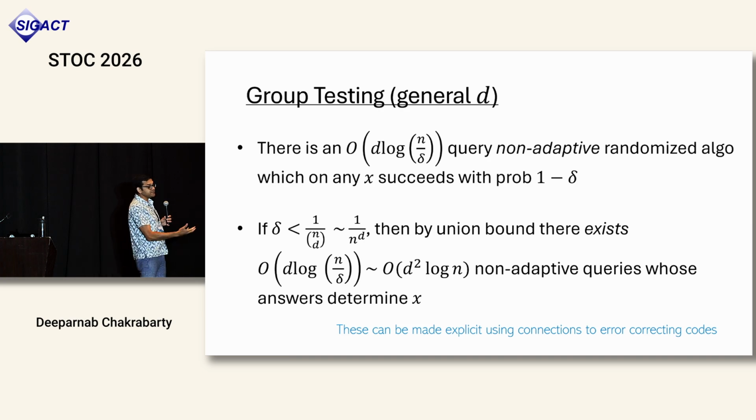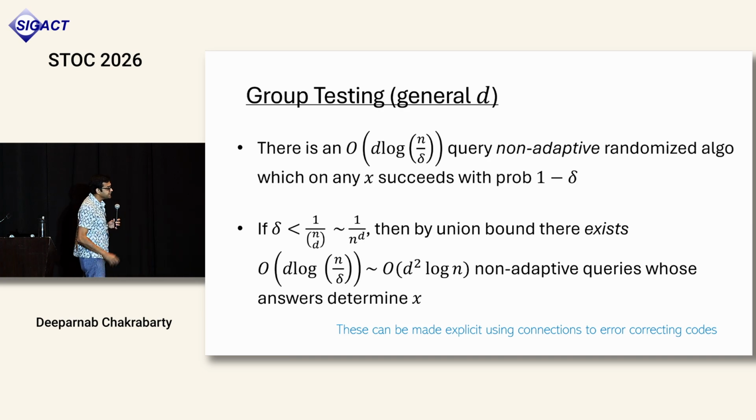And indeed, there are actually explicit constructions using connections to coding theory, and they're also efficient. And these are non-trivial work. So there exists a polynomial time algorithm which for any n and d can find this sort of set of queries which are d square log n many and which are also efficiently decodable. So this was a result by Porat and Rothschild from 2006. So at this point, maybe I will mention one big open question in this area.